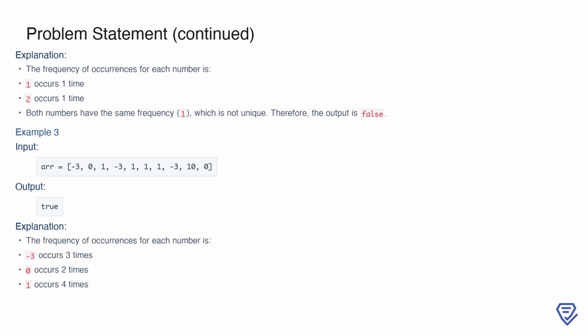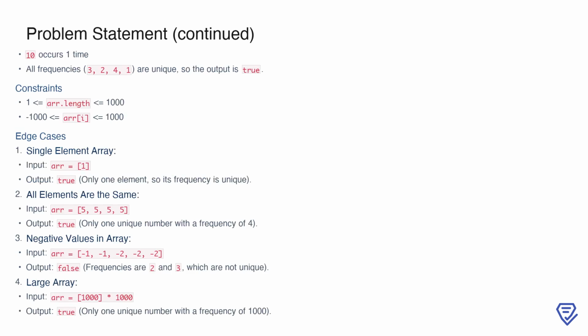For the array ARR equals -3, 0, 1, -3, 1, 1, 1, -3, 10, 0, the output is true. Let's break it down. -3 appears 3 times, 0 appears 2 times, 1 appears 4 times, and 10 appears 1 time. The frequencies here are 3, 2, 4, and 1, all of which are unique. Since there are no duplicates among the frequencies, the output is true. This example demonstrates that the values themselves can be positive, negative, or 0, but what matters is the uniqueness of their frequencies.